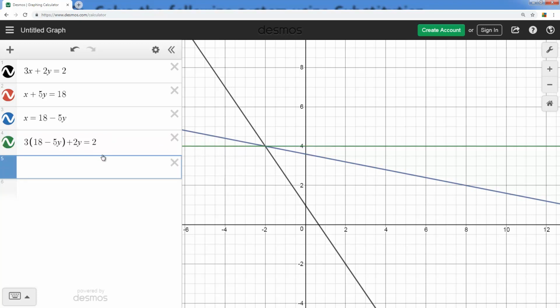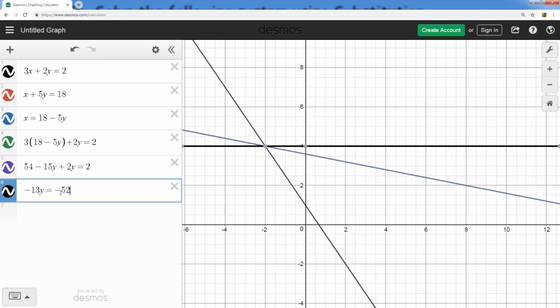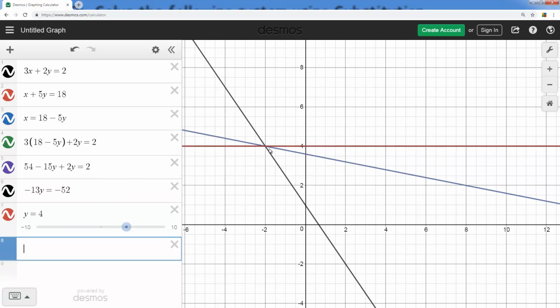So when we expanded, remember 3 times 18 is 54, minus the 15y plus 2y equals 2. Okay, so same line. Remember, we took 54 away from both sides, and we got negative 13y equals negative 52. So same line, and then we divided by negative 13. We got y equals 4. Okay, so same line. So that's y equals 4.